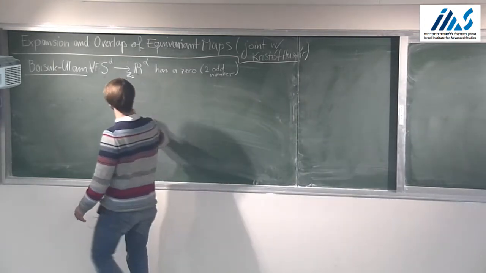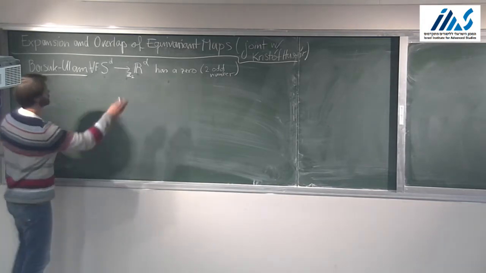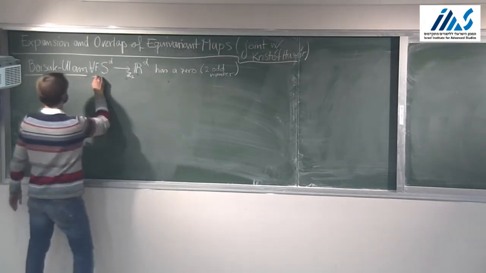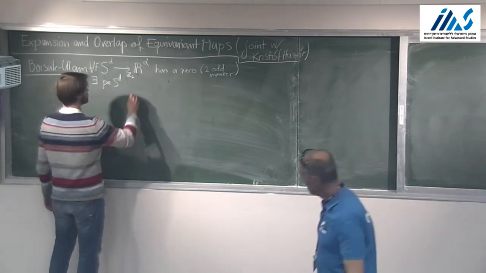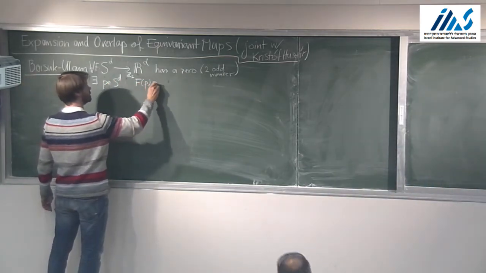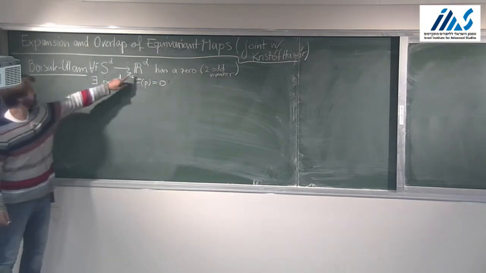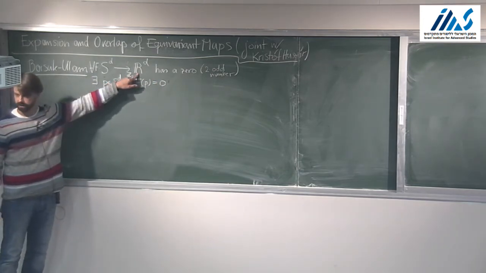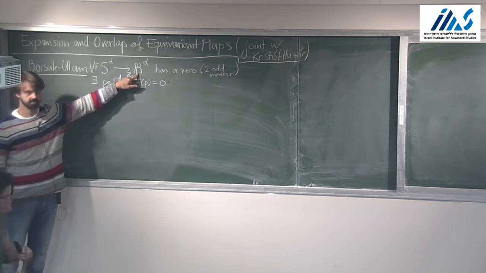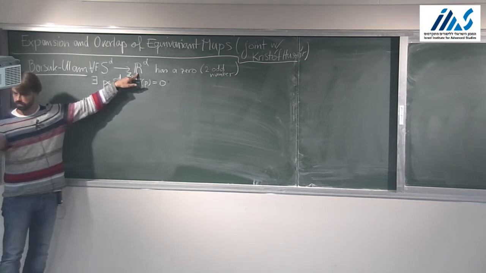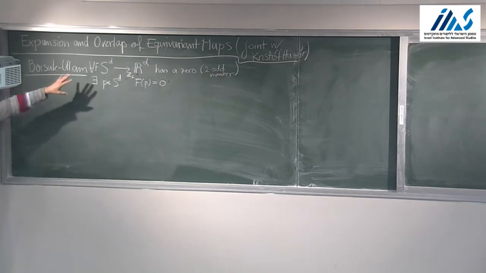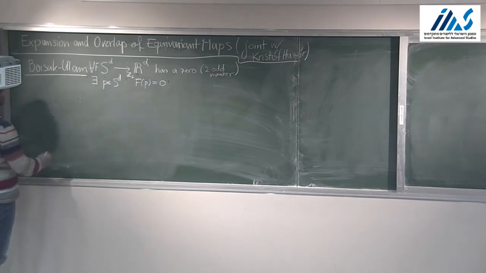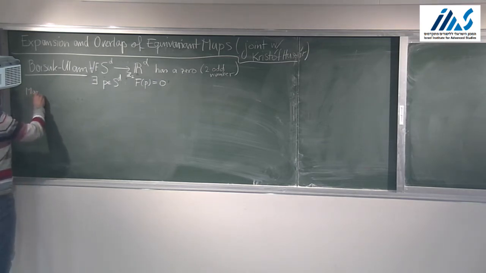Has a zero, so has a map. Okay, so what do I mean? There exists, let's say, p in S^d with the property that f(p) is equal to 0, the distinguished origin in R^d. I think of this as a vector space with a distinguished origin, which is the fixed point of the antipodality. Is it clear what I mean? Okay. So there are many generalizations.